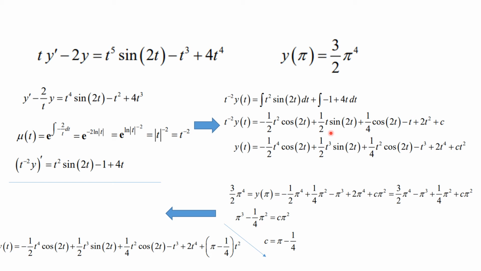And then we multiply all the way through by t squared to get this as our solution, but there's a c. So we plug in the initial condition to find out what c is. And we find out that c is pi minus 1 over 4. And then we can plug that into the answer right here, and we have the problem completely solved.